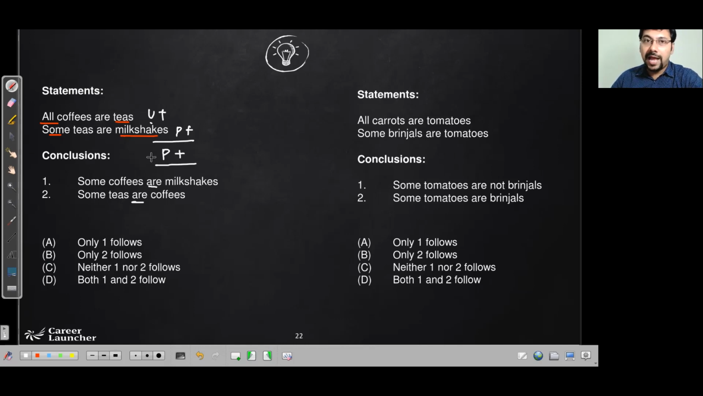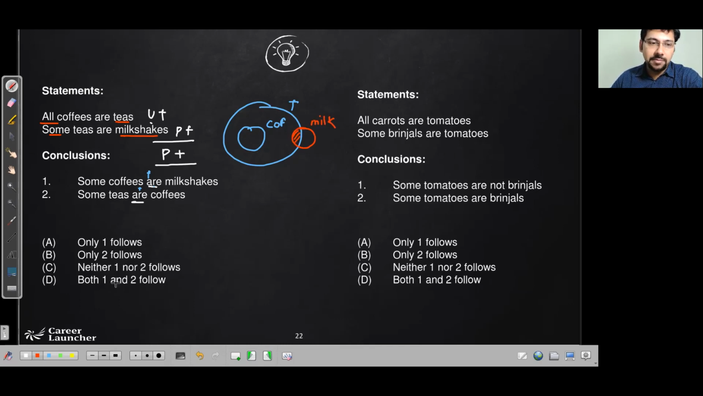So this rule can only act as a filter. It can help us eliminate the wrong choices, but it cannot help us get to the correct choice. So therefore, I'm going to stick to the diagrams and check which are the two diagrams that I can draw. Now, all these are positive, so let me stick to the least intersection diagram. So all coffees are teas, all coffees are teas, and then some teas are milkshakes.